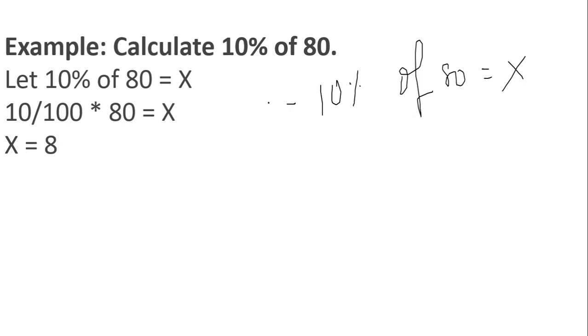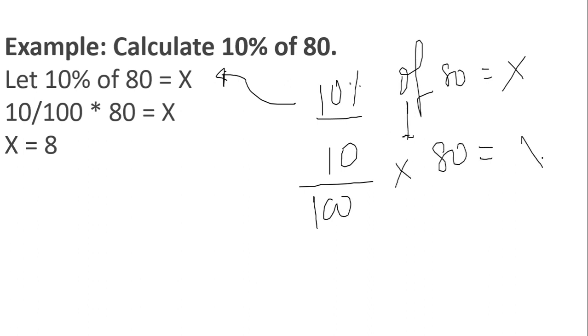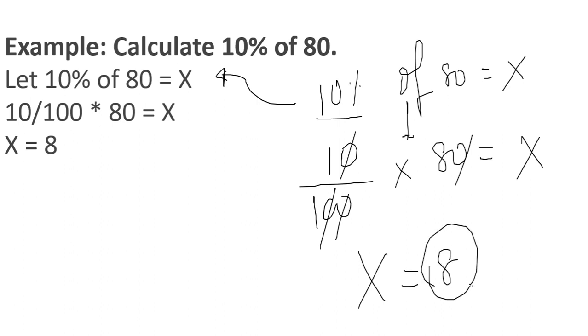I have given here, okay, so 10% is what? I have already explained it. 10% means 10 divided by 100. Of means multiplication, into 80 will give me x. So here 0 got cancelled, 0 got cancelled, the value of x is equal to 8. This is how we are calculating.